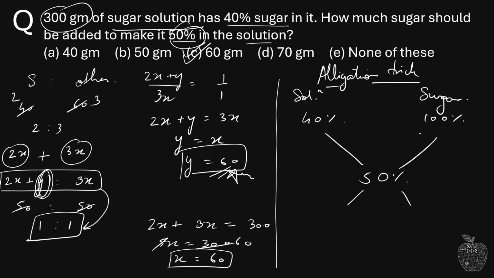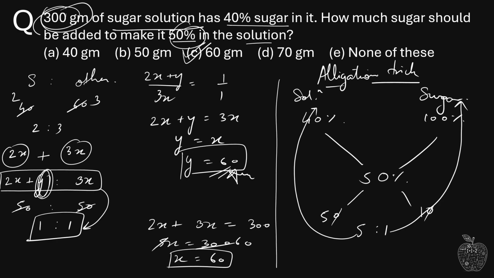Let's find out the difference here. The difference of 100 and 50 will be 50 and the difference of 40 and 50 will be 10. So the ratio that we get here is 5:1. This 5 is of this solution and 1 is of sugar. Now we know that the original solution is of 300 grams.